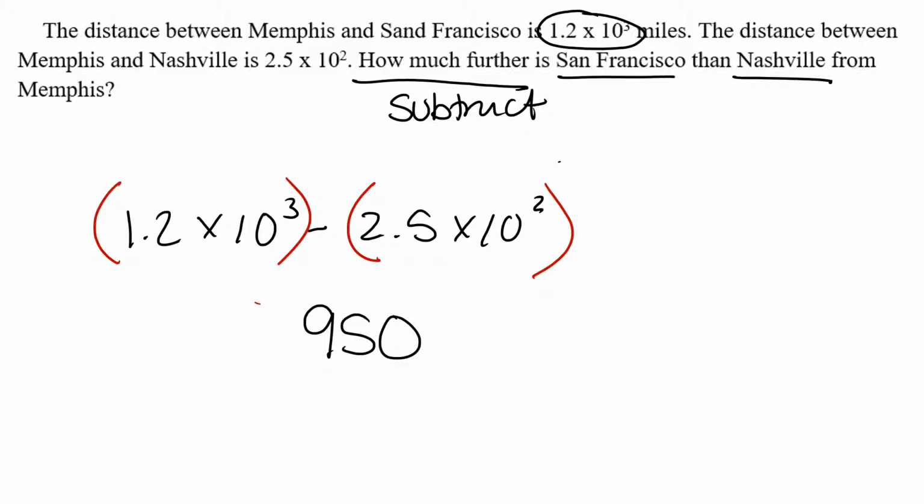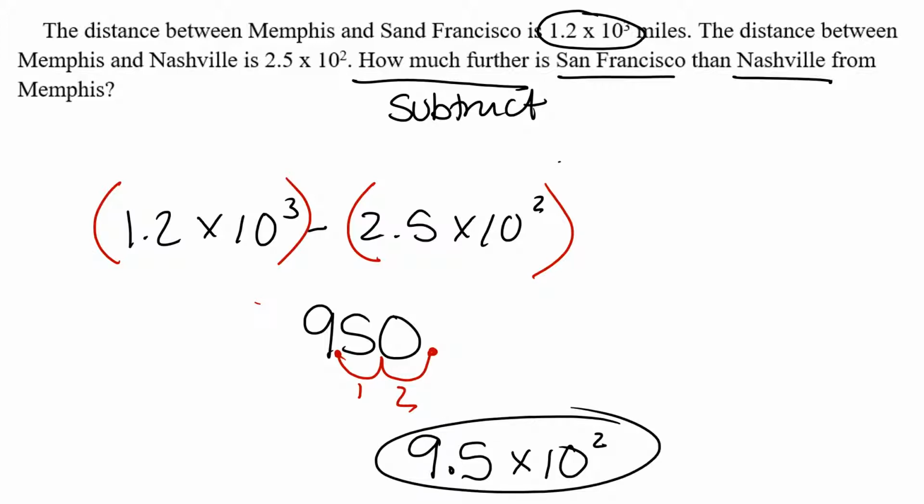950 is not in scientific notation. We want to take our decimal point here at the end. We want to move it behind the first number 9. And so we go 1, 2 times. When we write our final answer, we do not write the 0. We only write 9.5. We always write times 10, and it's to the positive 2nd power.